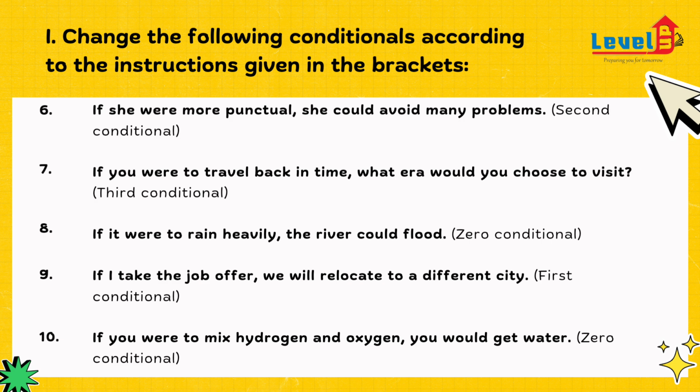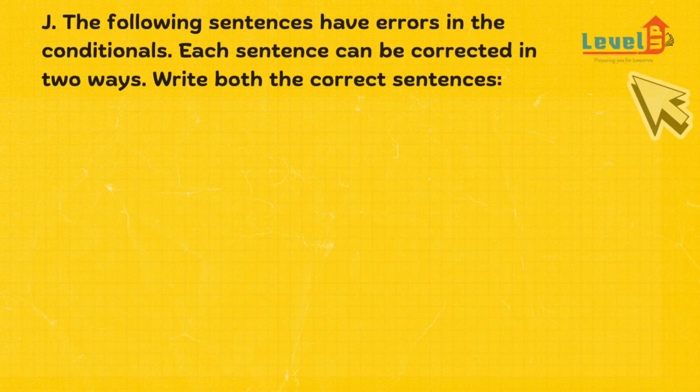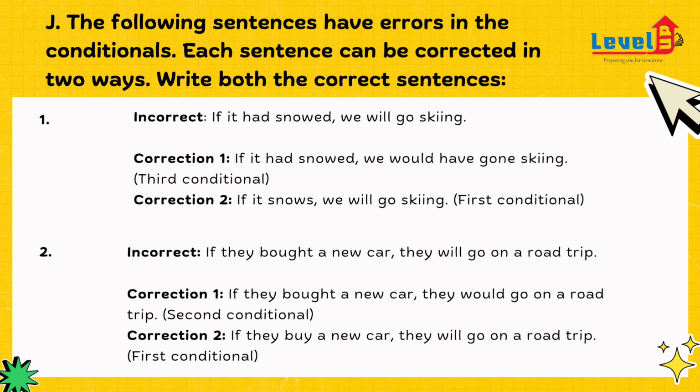9. If I take the job offer, we will relocate to a different city. First conditional. 10. If you were to mix hydrogen and oxygen, you would get water. 0 conditional. J. The following sentences have errors in the conditionals. Each sentence can be corrected in 2 ways.